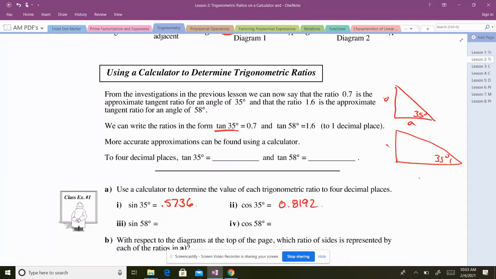Make sure you can get these. I know this seems simple, but this is super important. This is on page, I don't know, 67. Thank you. All right, if you got that, sine of 58 and cos of 58, please.